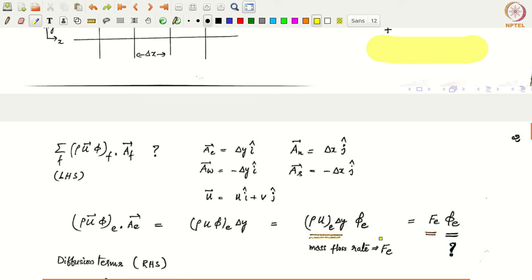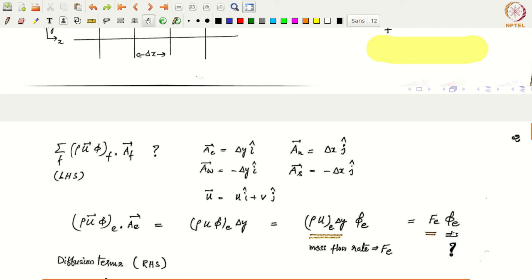So if I use F sub E instead of rho u E delta y, then I can write this entire quantity as Fe times phi E. So that means one of the 4 terms we have comes out to be Fe phi E, where Fe is the mass flow rate times phi is the scalar. Okay, so far so good.